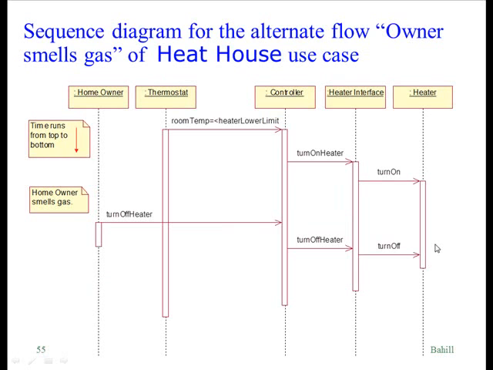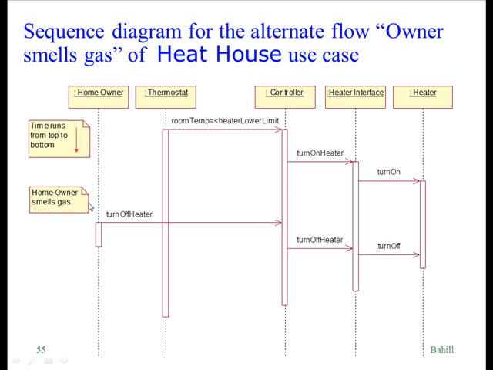Okay. This is the same sequence diagram, but now we have added the homeowner. So we have added this entity, and the system itself is working. The HVAC system is going to be working autonomously, and so we have this going on. We turn on the heater when the room temperature is below the heater lower limit.